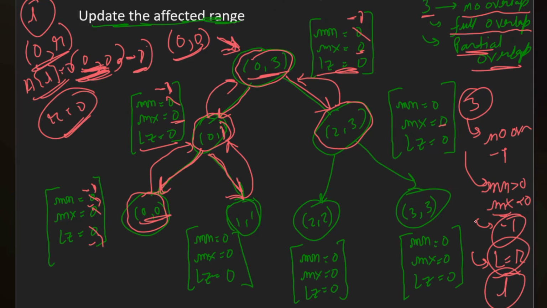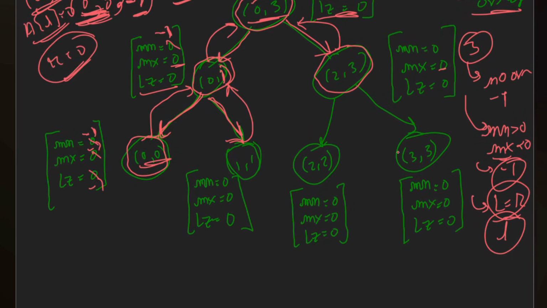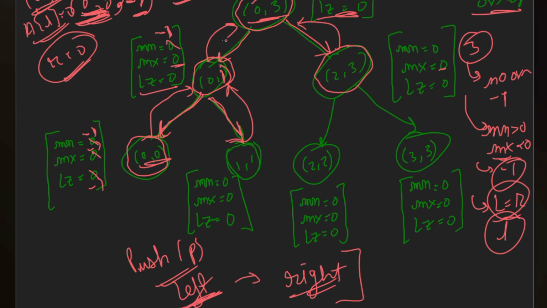And if these three cases are not there, then in that case what we will do is we will first push the lazy value to the children and then check the left child, and if we don't get any answer from the left child, then we check the right child, like the case of partial overlapping. So if you see here, it is 0 comma 3 and our current range to check is 0 comma 0, so partial overlapping is there, right?